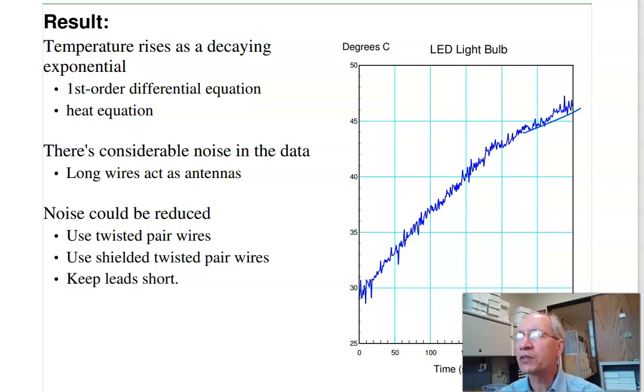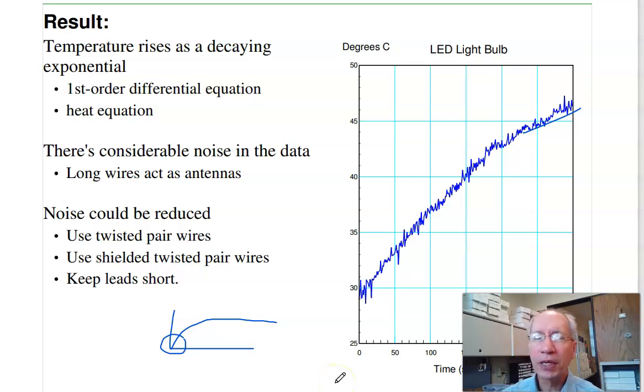A couple things to notice from this. This looks like an exponential rise. It's like you're charging a capacitor. Charging a capacitor satisfies a first-order differential equation, basically the heat equation. That's what it looks like, and we're pulling off this part of it. Not too surprising. It's a first-order differential equation, the heat equation, of something warming up.